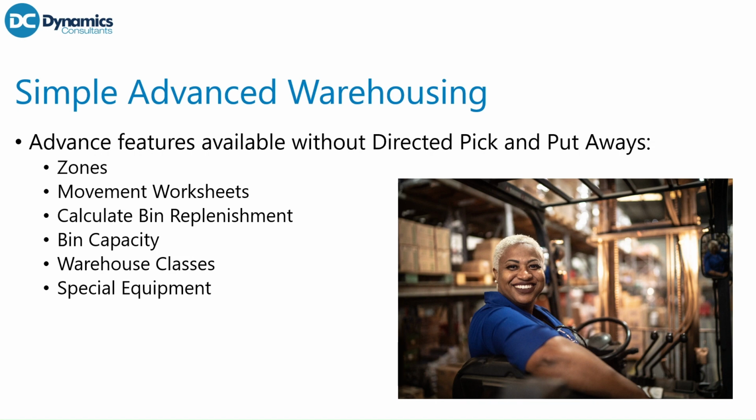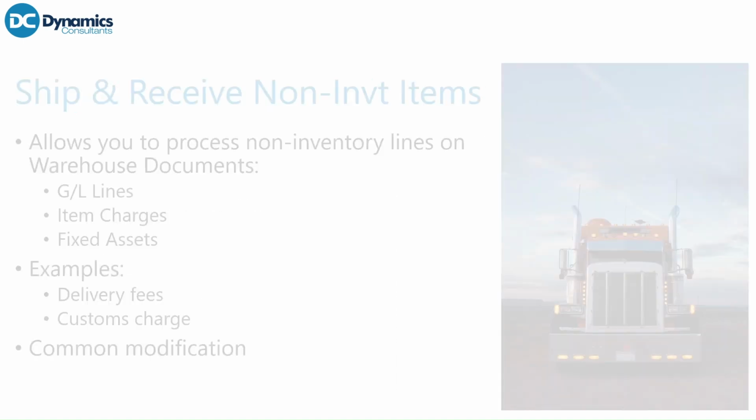What Microsoft have done is they've now broken these out, so individual elements can now be used without having directed picks and putaways. So that includes warehouse zones, movement worksheets, calculation of bin replenishment, bin capacity, warehouse classes and special equipment. This means that in simpler scenarios where you're only using, for instance, inventory picks and putaways, you can have a lot of the additional functionality to make your warehouse much more proficient.